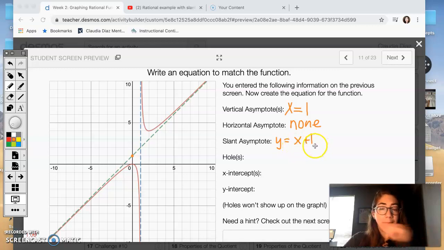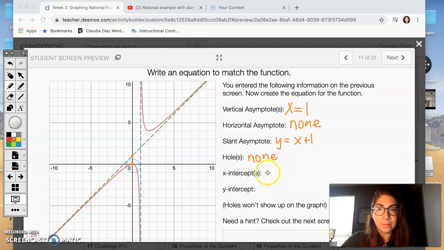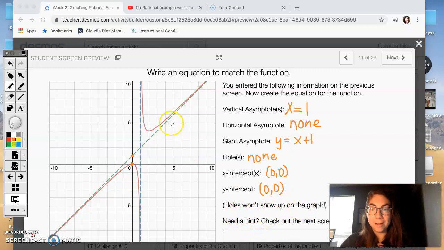That's my mx plus b, excuse me. And the slope is 1. The y-intercept is also 1. Holes, I believe when you did this on the previous screen, there were no holes. X-intercepts, looks like there's an x-intercept here at 0, 0. Y-intercept, well, that's the only time it touches the y-axis, so also 0, 0. It tells us that holes won't show up on the graph, so that's okay because we actually have no holes in this example. And now, this is the toughest part, finding the equation of this rational function.